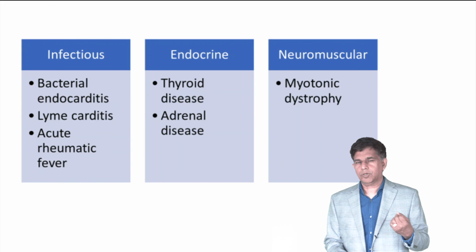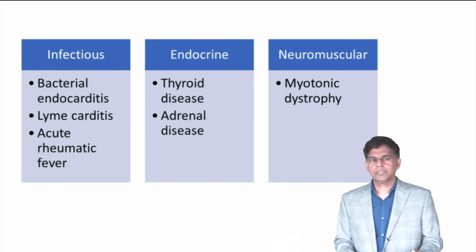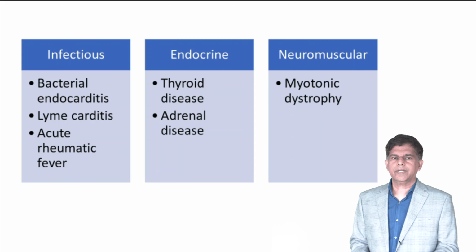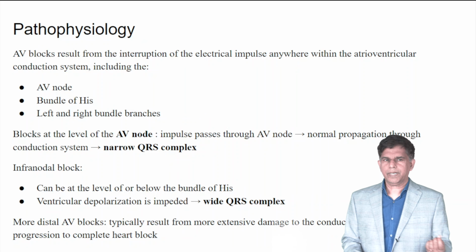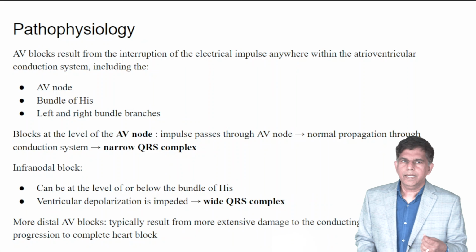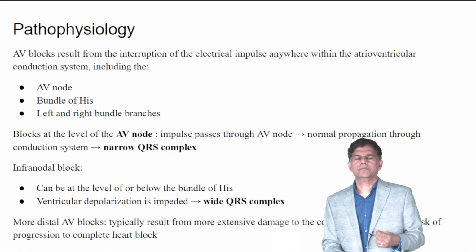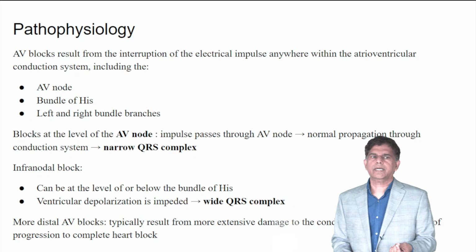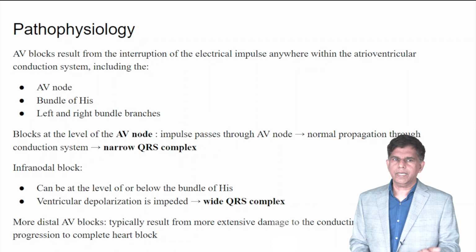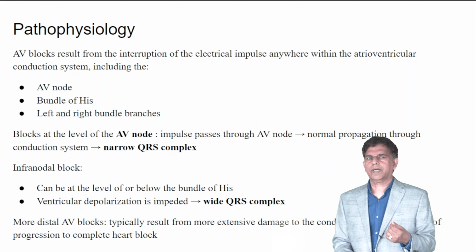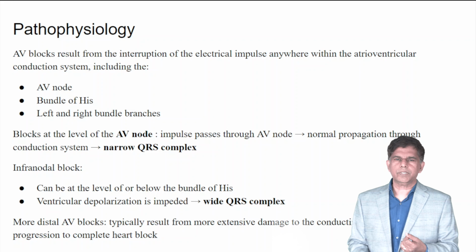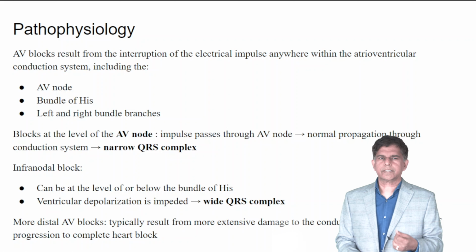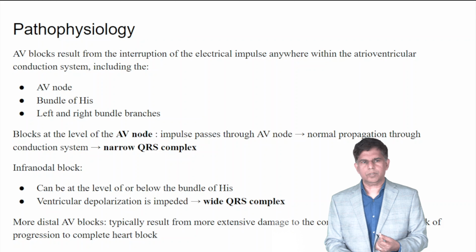Infectious causes, think about Lyme carditis, which is very common, bacterial endocarditis, acute rheumatic fever, endocrine thyroid, adrenal disease, neuromuscular, myotonic dystrophy. Pathophysiology: what happens in AV block is an interruption of the electrical impulse anywhere within the AV conduction system. It could be the AV node, bundle of His, and left and right bundle branch block, okay? With a block at the AV node, impulses pass through the AV node, normal propagation through the conduction system, then it becomes a narrow QRS complex.